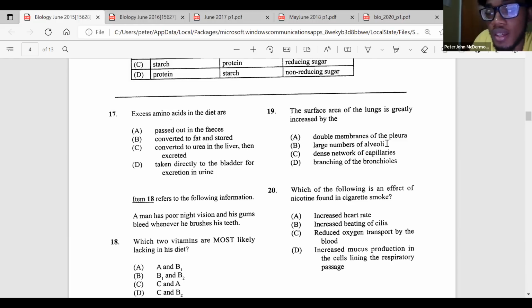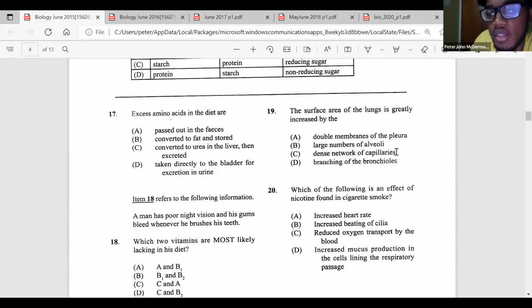Large number of alveoli. Alveoli, that's literally the respiratory surface of the lungs. Large number of alveoli means a larger surface area for respiration. So yeah, large number of alveoli, perfect.